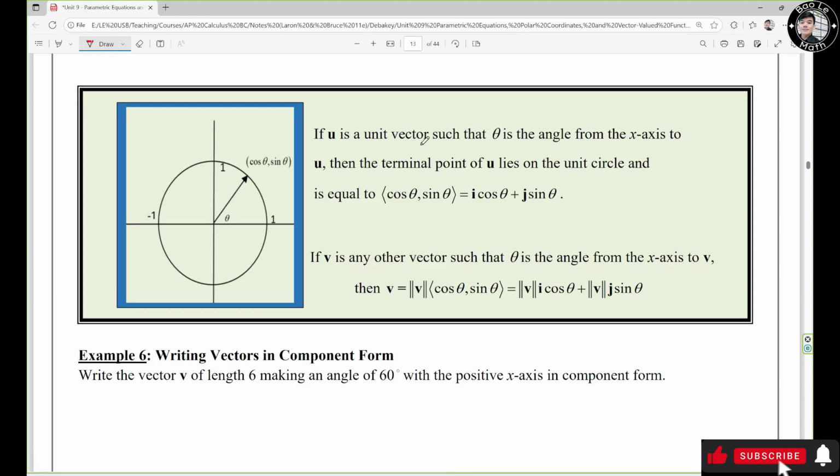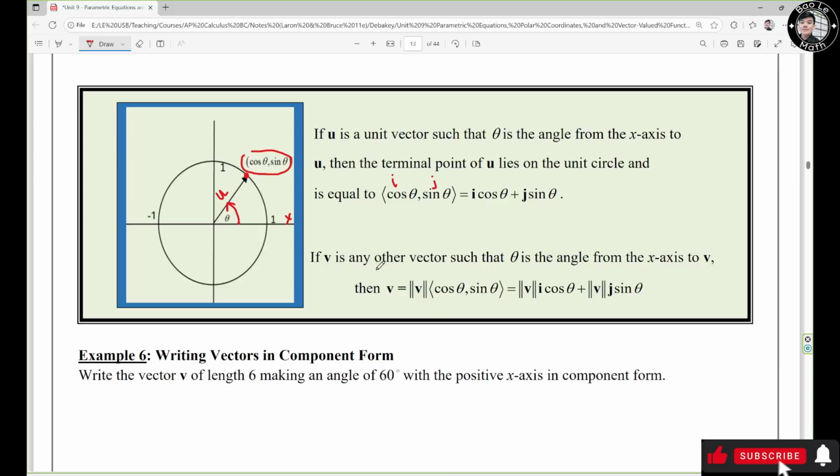If vector u is a unit vector such that the angle theta is the angle from the x-axis to u, right? So this vector u right here, and the angle theta is right here, right? And the x-axis is right here. Then the terminal point of vector u lies on the unit circle, right? The terminal point is right here. It's going to be right here, right? And is equal to cosine theta and sine theta, which is i times cosine theta and j times sine theta.